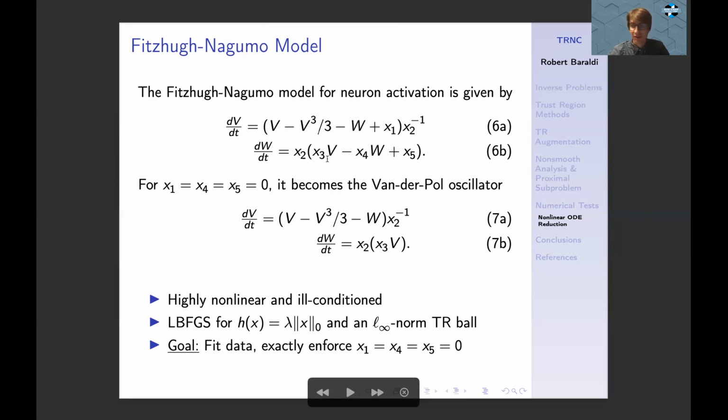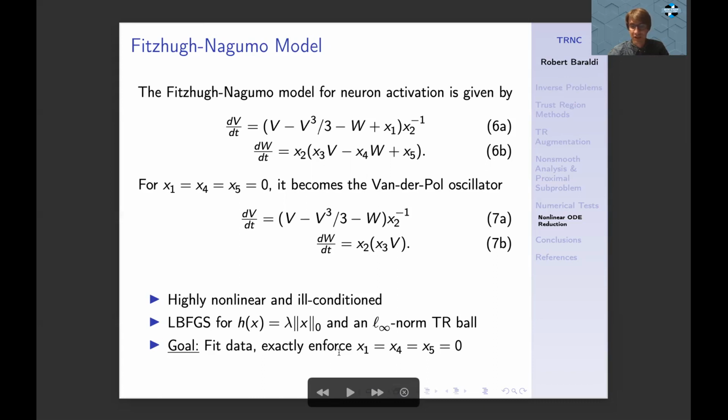So it's definitely ill-conditioned. And what's interesting is that if you set some parameters equal to 0, it becomes the van der Pol oscillator. So that's given by this equation here. And again, it's highly nonlinear and ill-conditioned, and we're essentially using an LBFGS for our smooth term, with h being the L0 norm and an L infinity norm trust region ball.